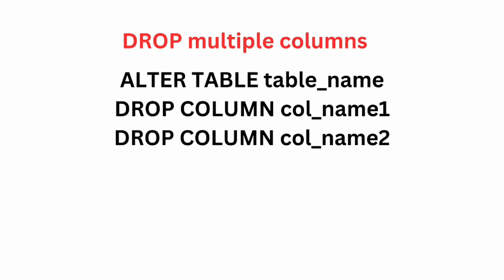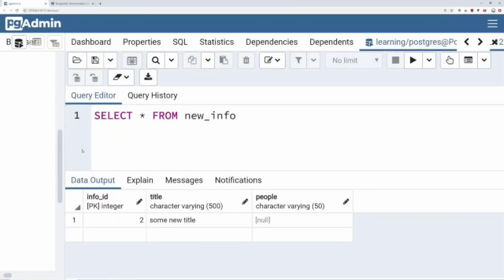Okay, let's go ahead and see a quick example of this in pgAdmin. All right, here I am in pgAdmin. Recall that we have this new info table that we created when playing around with the alter commands. Let's go ahead and drop the people column. So we'll do the following. We're going to say alter table new info, drop column people.